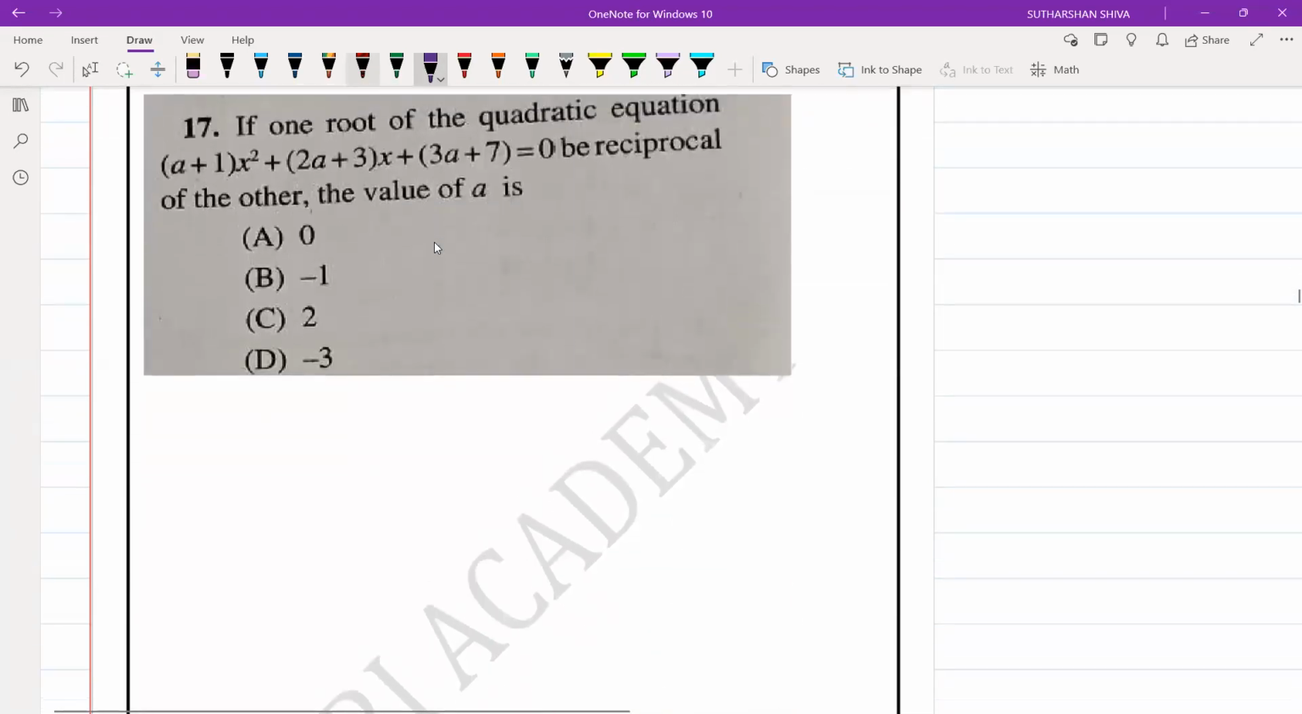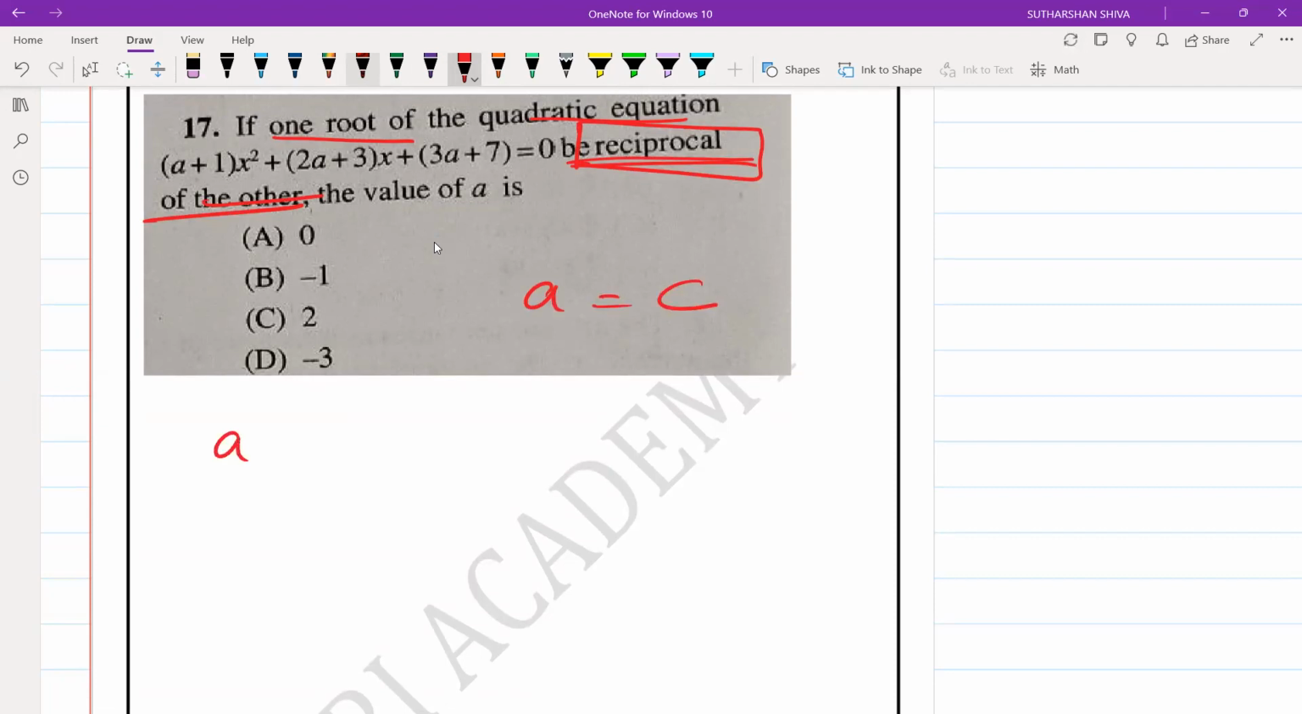Now, question number 7. Another interesting question. Do you believe that by just looking at the question, I can easily find out the answer? Yes. If one root of a quadratic equation is given, whenever you come across roots that are reciprocals of each other, always A is equal to C, because in the quadratic equation ax square plus bx plus c is equal to 0, whenever the roots are reciprocals of each other, A equals C.